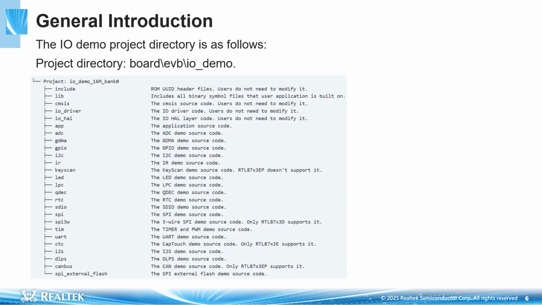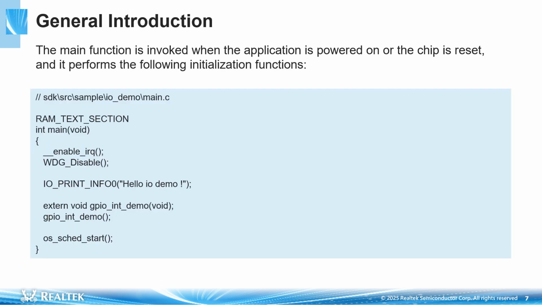The I/O demo project is located in the board EVB I/O demo directory. The application source code is located in the SRC sample I/O demo directory. The structure of the I/O demo project is shown in the figure. When the application is powered on or the chip is reset, the main function will be called. The GPIO int demo function can be replaced by the demo entry function in the demo files, such as ADC demo function in the ADC demo source file. Note that each demo entry function is independent of each other.